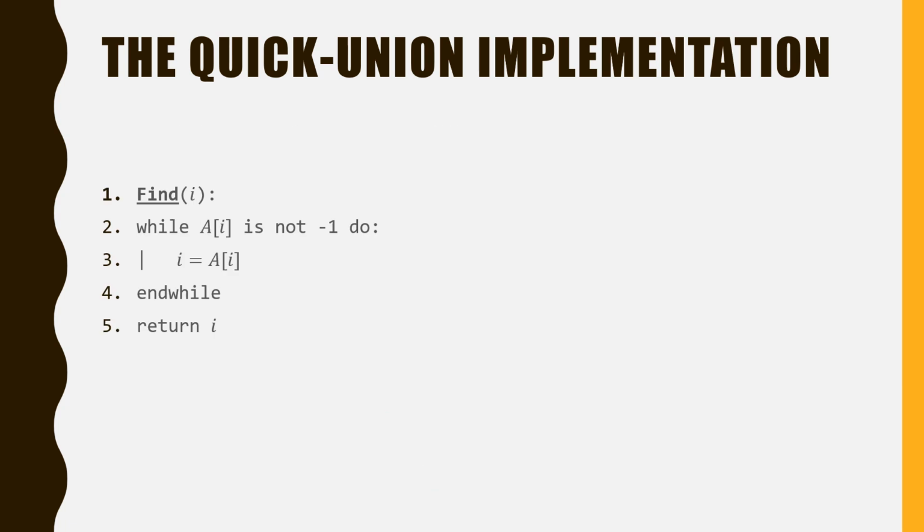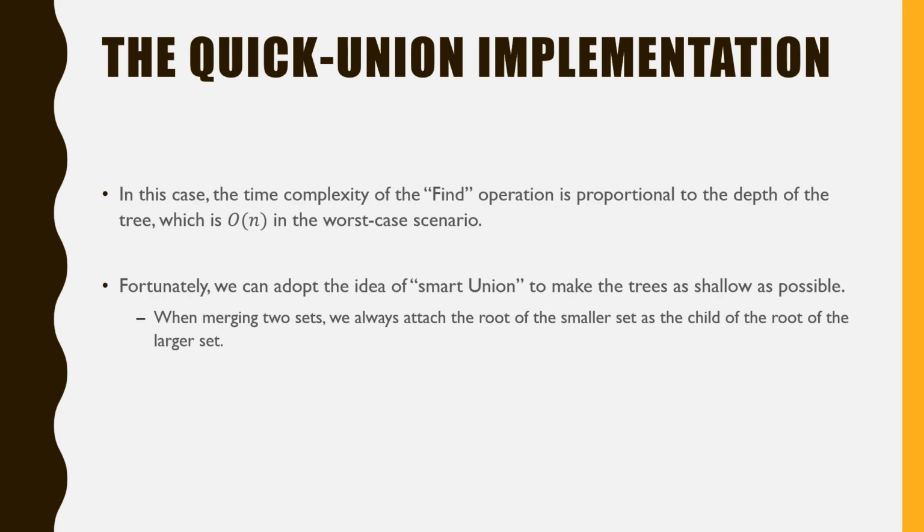Here is the pseudocode for the find operation. We traverse up the tree using the while loop shown in lines 2 to 4 until we reach the root. In this way, the time complexity of the find operation is proportional to the depth of the tree. Since we impose no structural constraints on the tree, the depth can reach O(n) in the worst-case scenario. As a result, the find operation also has a worst-case time complexity of O(n).